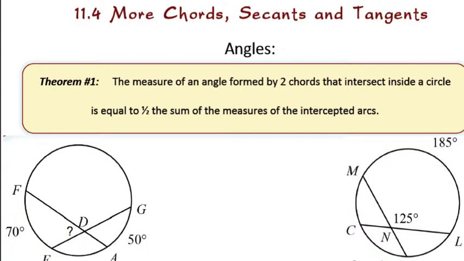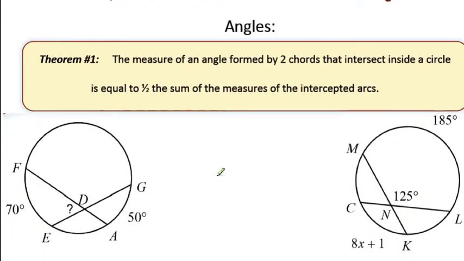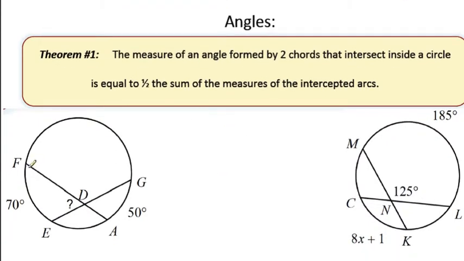We're going to start by learning a theorem about two chords on the inside of a circle. The theorem says that the measure of an angle formed by two chords that intersect on the inside of the circle, so basically you draw an X on the inside of a circle, there's one, there's the other, is equal to half the sum of the measures of the intercepted arcs.